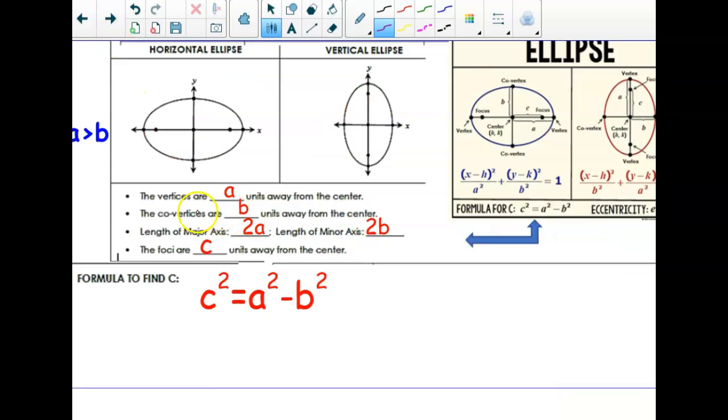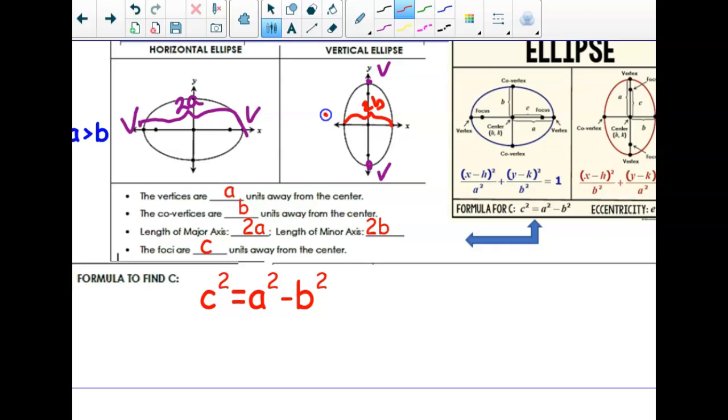All right, so on this side it says the vertices are a units away from the center. So this entire major axis going this way would have a length of 2a. And these would be the vertices out at the ends. If it was a vertical ellipse, these would be the vertices. The minor axis is b units long, so I'll just put it on this picture. This would be a total length of 2b all the way across this way.